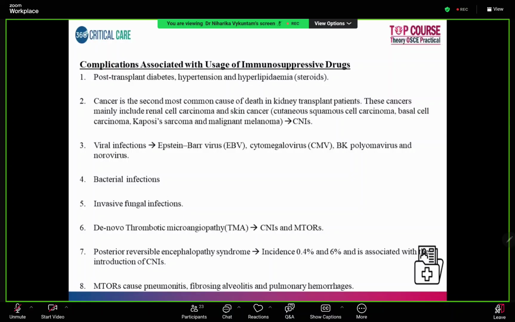There could be chances of thrombotic microangiopathy, TMA, in patients on long-term calcineurin inhibitors and the rapamycin inhibitors. And PRES is more commonly seen with patients on calcineurin inhibitors, especially when you start maintenance therapy immediately. It causes hypertension. The most common adverse effect with CNIs is hypertension, so it may lead to PRES. And the mTOR inhibitors, that is rapamycin inhibitors, may lead to pneumonitis, fibrosing alveolitis, and pulmonary hemorrhages. Basically, they involve the lung.